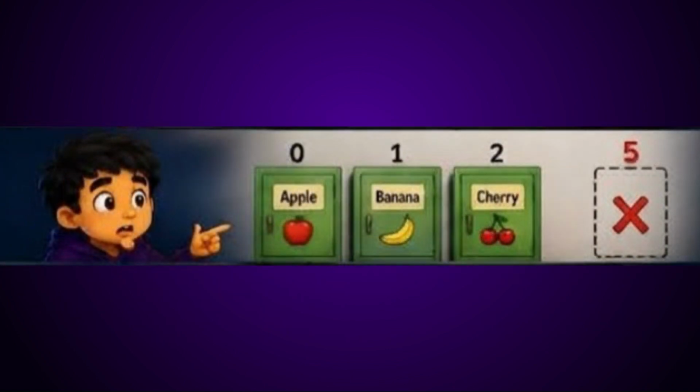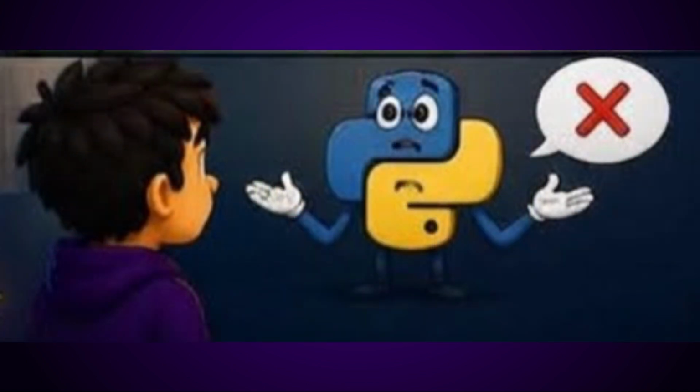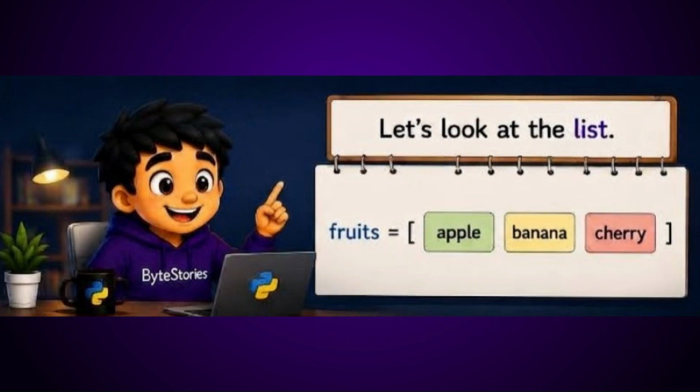But what if Alex tries to open locker 5? There is no such locker. Python feels the same way. Let's look at the list.